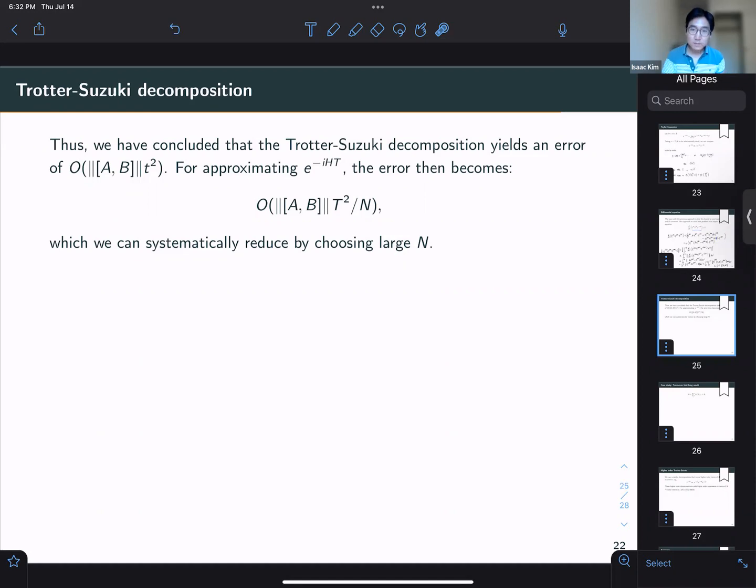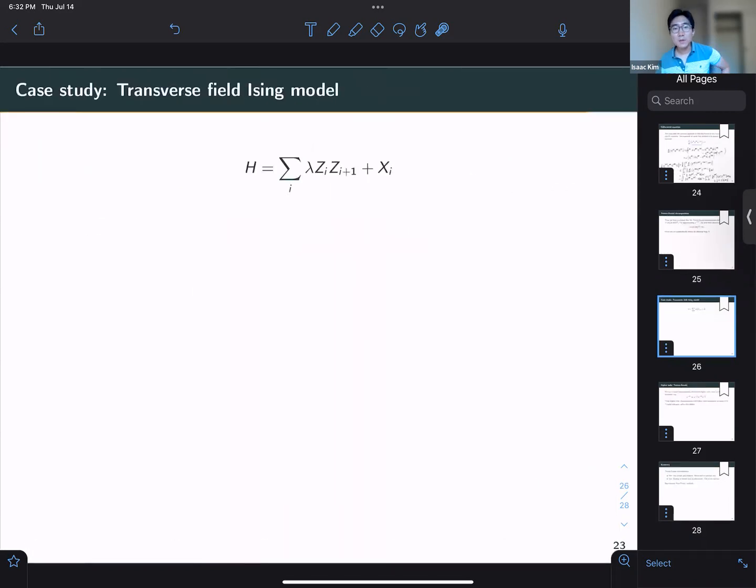So yeah, let's finish this lecture by completing a complete case study. I'm going to give you an example model. This is known as the transverse field Ising model in one dimension.